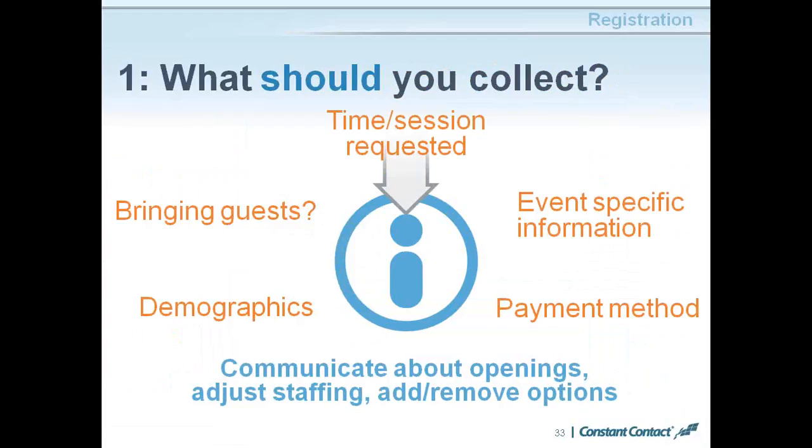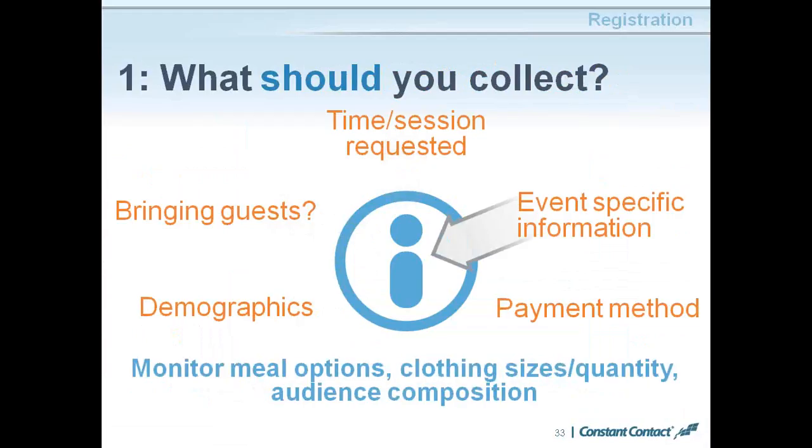Communicate about openings, adjust staffing, anything that you need to have different information about. Be very clear about event-specific information, which will help you manage details like meal options, clothing sizes, quantities, and even help you better understand the makeup of your audience. This is where the "how did you hear about our event" question can help. If you have a high number of returning customers, VIPs, or new supporters coming to your event, it allows you to adjust your style of marketing your event. Find out where they heard about you from.